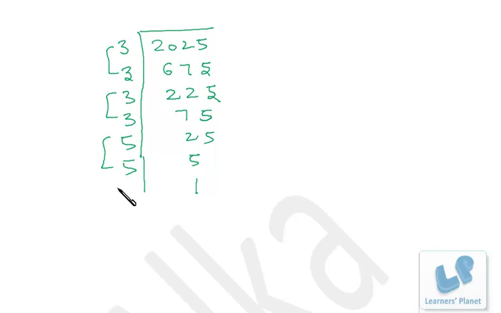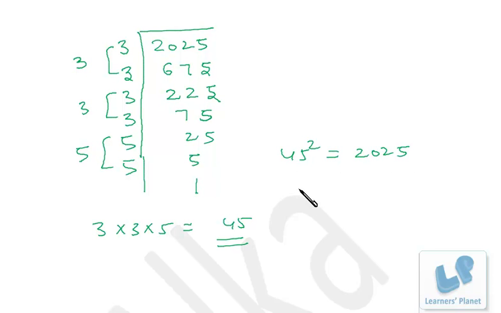So definitely 2025 is a perfect square number, and out of every pair we are taking one number out. Now 3 into 3 into 5. So 5 threes are 15, 15 threes are 45. That means square root of 2025 is 45, or we can say 45 square is 2025. Okay, so if you multiply 45 by 45, you'll be getting 2025.